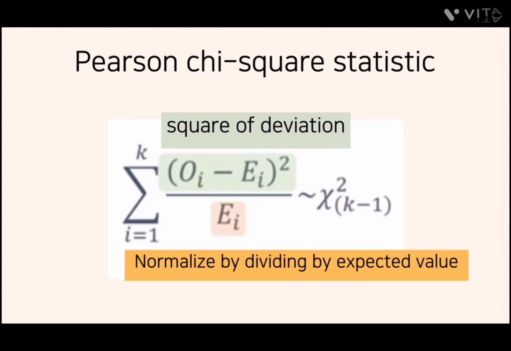So the degree of freedom is reduced by 1. In the end, it follows a chi-square distribution with one lower degree of freedom. In other words, when following k categories, the degree of freedom is k minus 1.